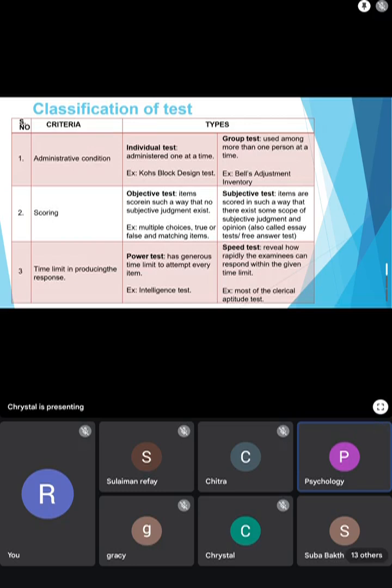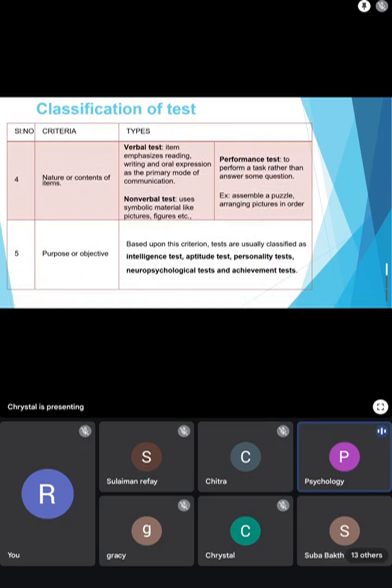Next slide, madam. Then comes the nature or the contents of the items on the test. There are three types: verbal, non-verbal, and performance tests. Obviously verbal, like group discussion in our recruitment patterns, is an example of a verbal test. Or you will be given an extempore, a subject, and you are supposed to speak. That is a verbal test.